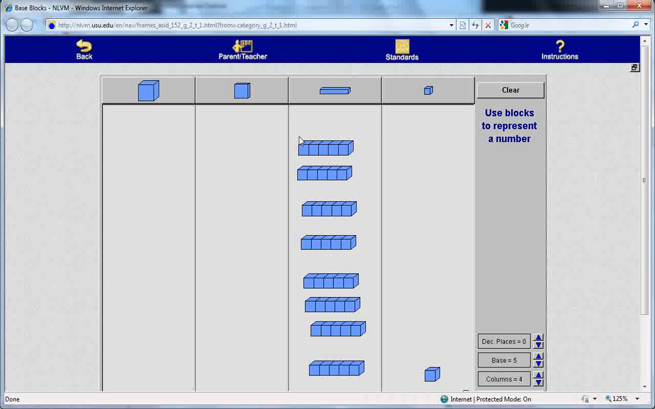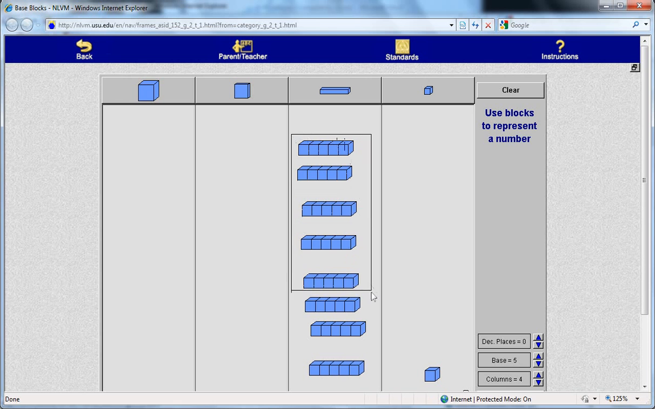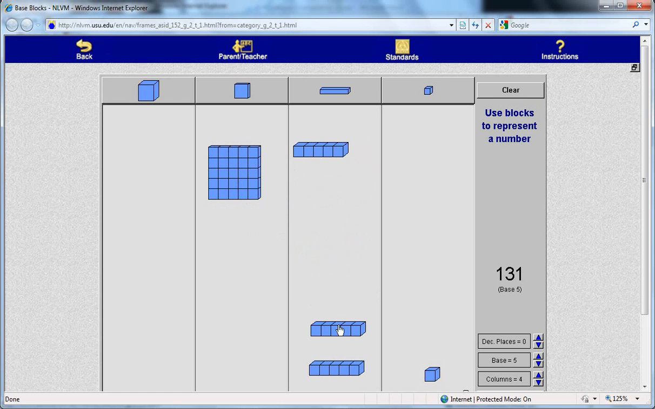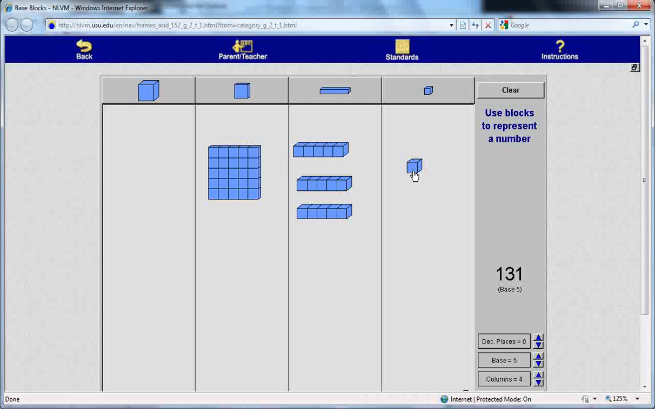Then we're going to see if we have 5 longs. So 1, 2, 3, 4, 5 longs, and those carry over to give you a flat. Now if we look to see if we have any more sets of 5s, we do not. So the answer to 3, 2 base 5 plus 4, 4 base 5 is 1, 3, 1 base 5, because we have 1 flat, 3 longs, 1 unit.